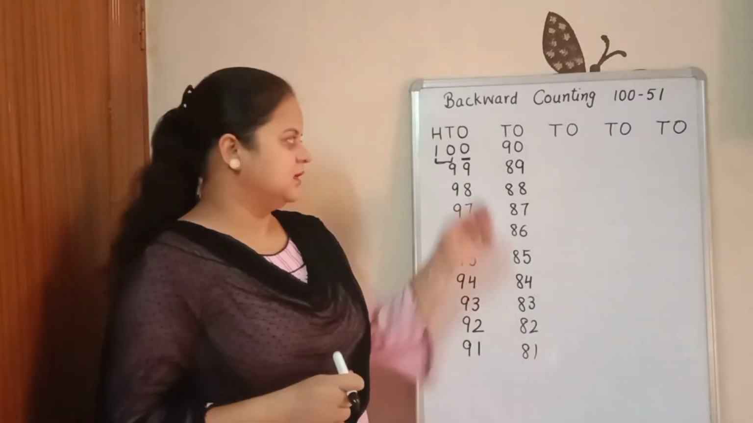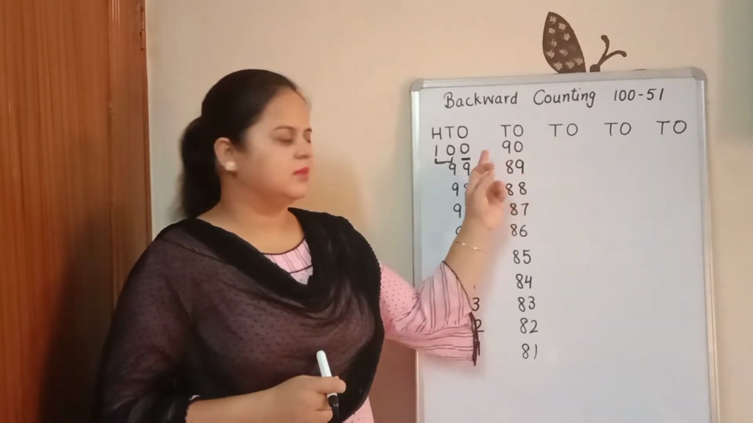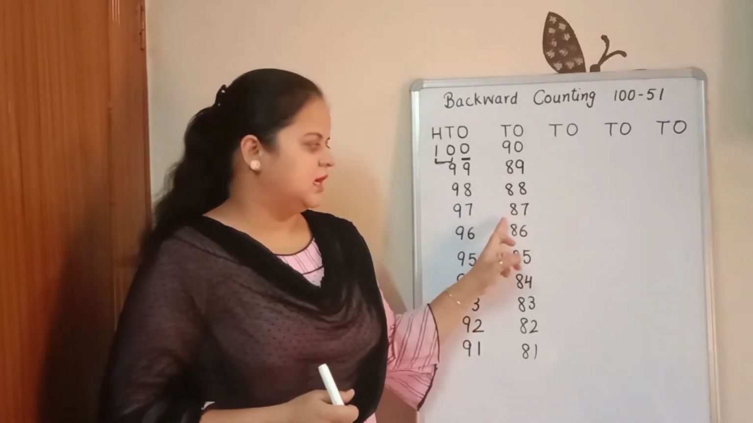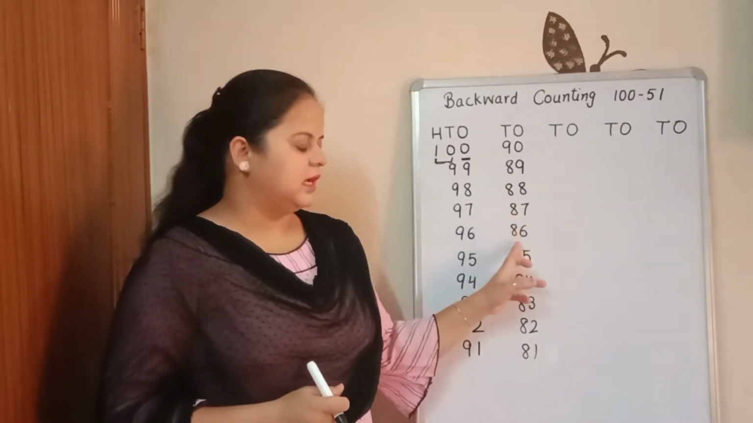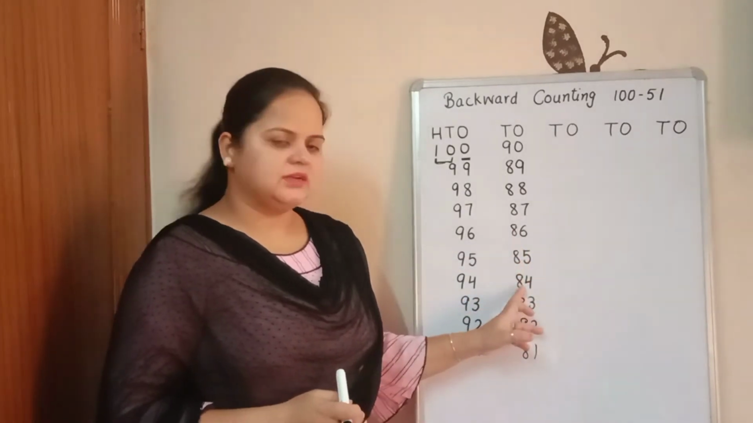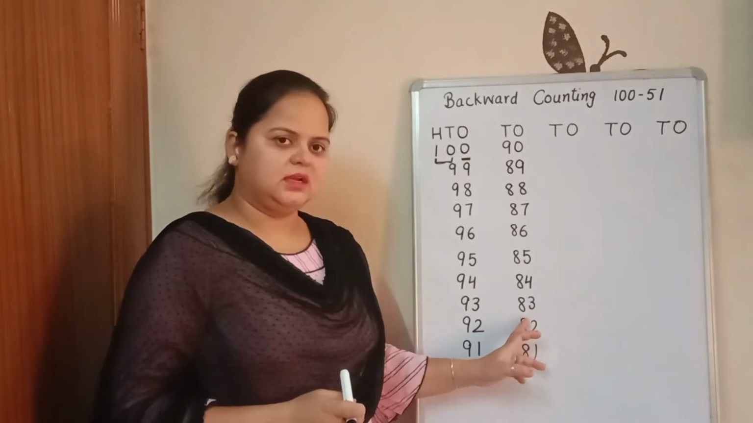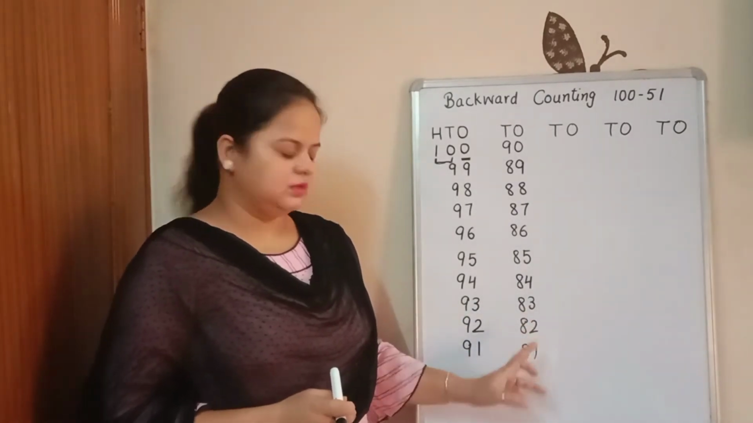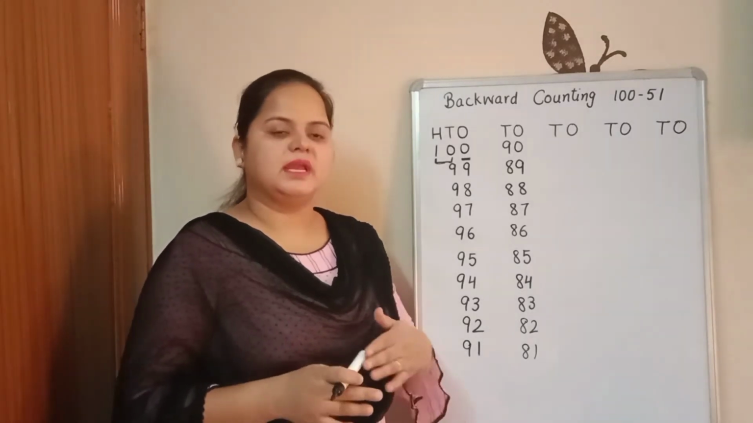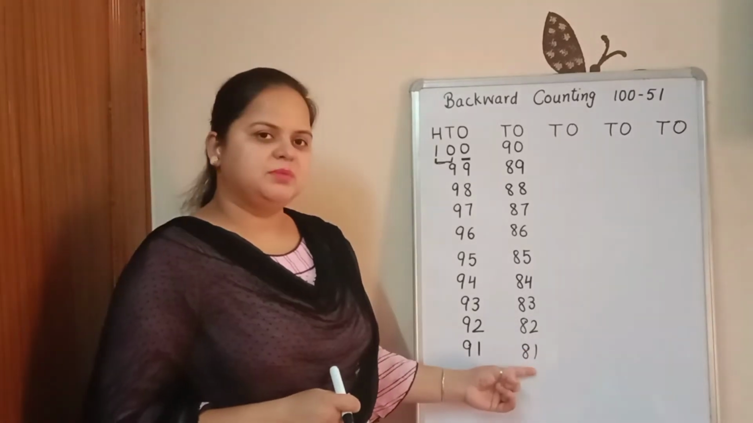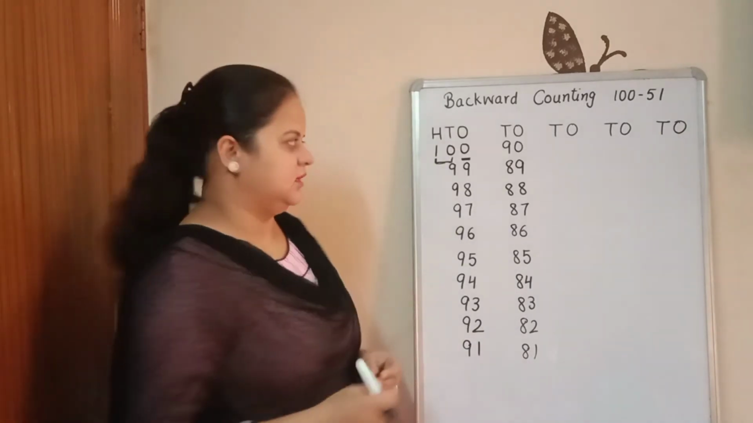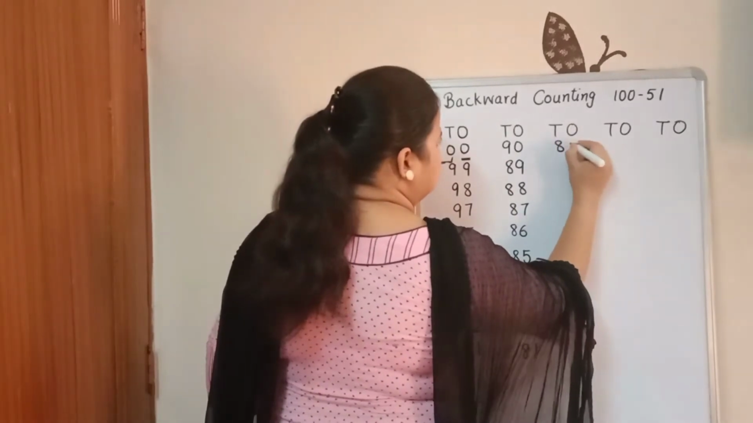Speak this line again. 90, 89, 88, 87, 86, 85, 84, 83, 82, 81. Now the next line will start from 80. What comes before 81? 81 से पहले कौन सा नंबर आता है? 80. So we will start from 80.